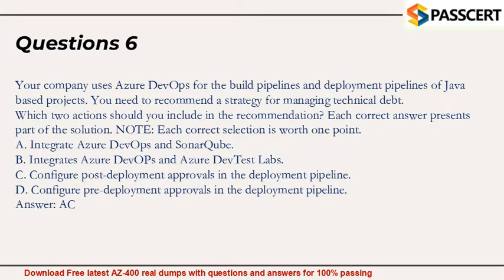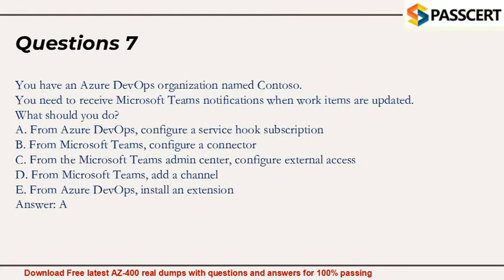Question 7. You have an Azure DevOps organization named Contoso. You need to receive Microsoft Teams notifications when work items are updated. What should you do? A. From Azure DevOps, configure a service hook subscription. B. From Microsoft Teams, configure a connector. C. From the Microsoft Teams Admin Center, configure external access. D. From Microsoft Teams, add a channel. E. From Azure DevOps, install an extension. Answer: A.